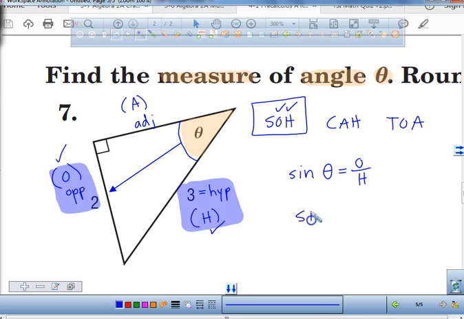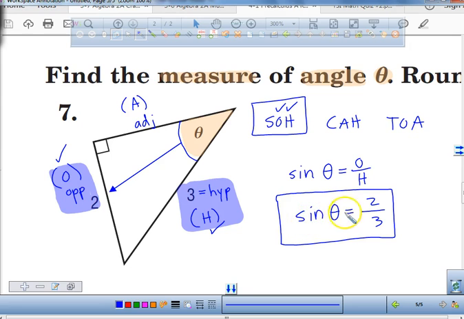So the sine of theta equals, what's the length of my opposite side? 2. What's the length of my hypotenuse? 3. Write this down. You need to know this. That's the first thing you do. You have to set that up just like that. The sine of this measure of this angle equals 2 over 3. That's the first step.